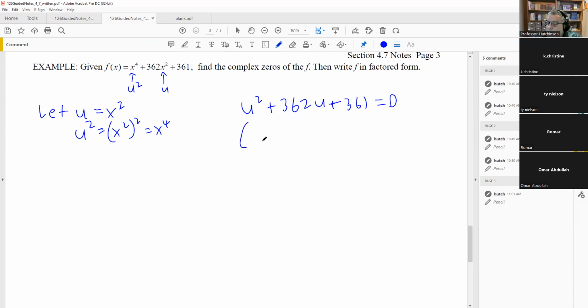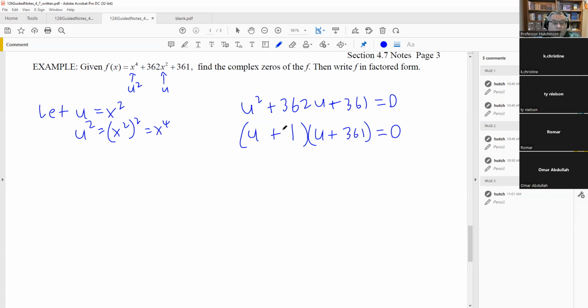Now from here, this actually is something that I can factor because I have the u's. So I'm going to put a u here and a u there. I'm looking for numbers that multiply to make 361 but add to be 362. That can only be 1 and 361, the only combination that's going to work. So if I multiply this, I get u squared, I get 361u, and I get another u that gives me the 362u there, and then 1 times 361 is 361. So now this is fully factored.